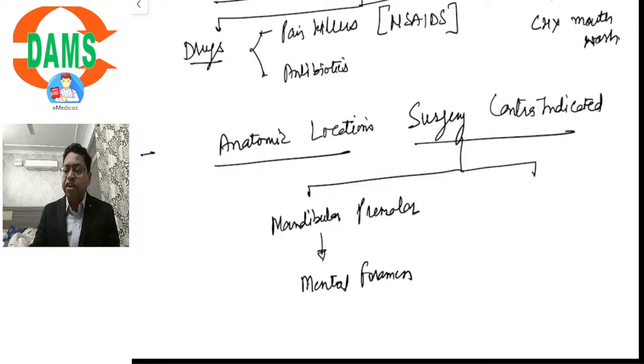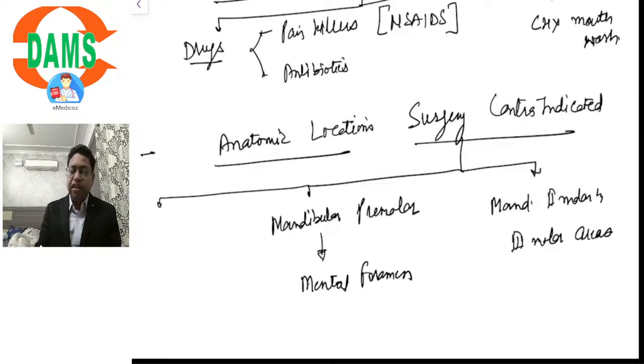Similarly, we have to avoid it in the mandibular second molar and third molar areas because the buccal bone is very thick and it is difficult to gain entry to the root apex. Similarly, in the maxillary third molar areas. These are the anatomic locations where it is least desirable to do surgical interventions. Otherwise, they can be done in the majority of teeth groups.